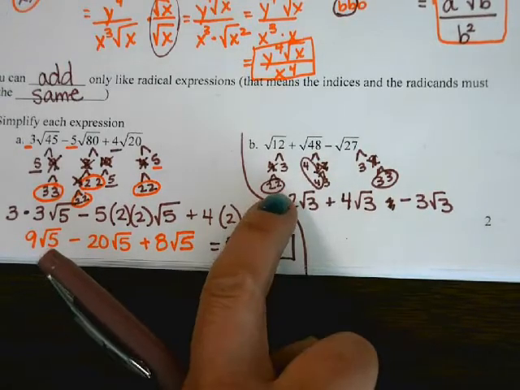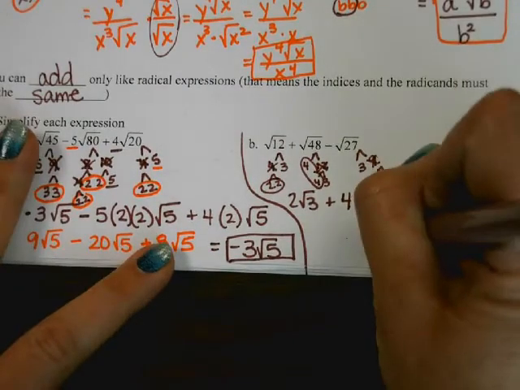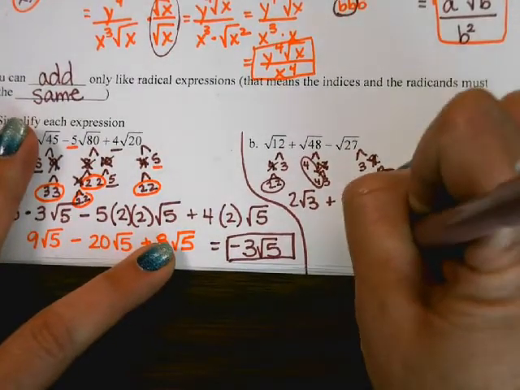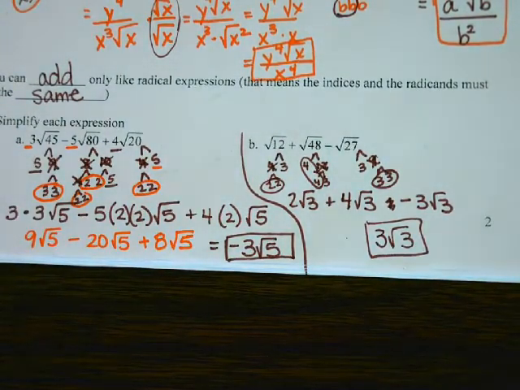So 4 plus 2 is 6. 6 minus 3 is 3 roots of 3. Okay, questions on adding and subtracting? Okay, we have a few more examples to go over, so turn the page.